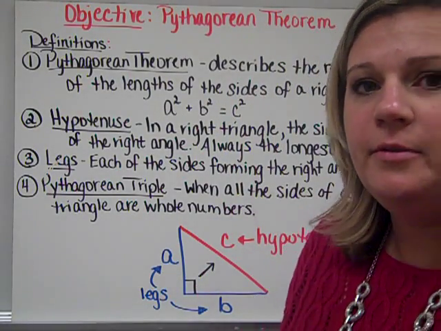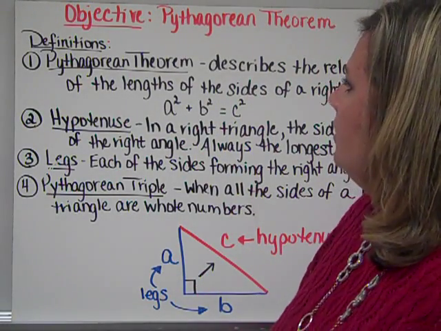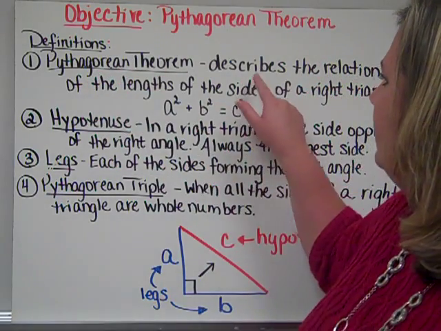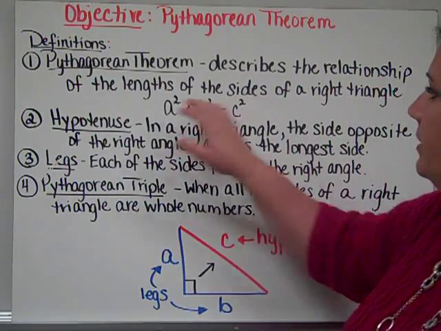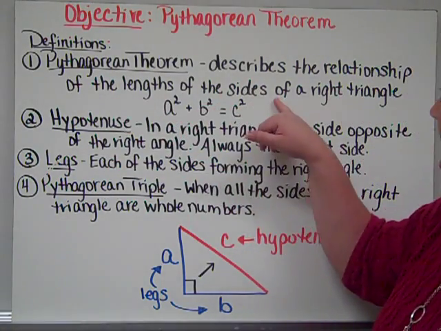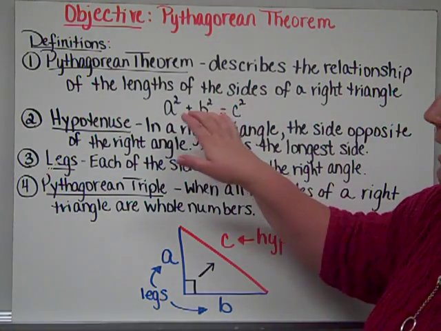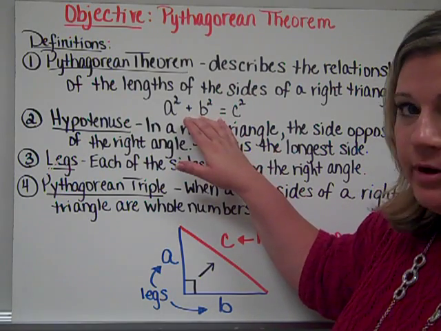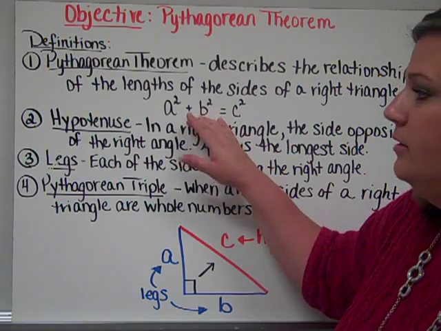Alright, today's objective, the Pythagorean Theorem. Let's go over some definitions first. Pythagorean Theorem. This describes the relationship of the lengths of the sides of a right triangle. And as you probably have heard it in 7th grade, a squared plus b squared equals c squared.